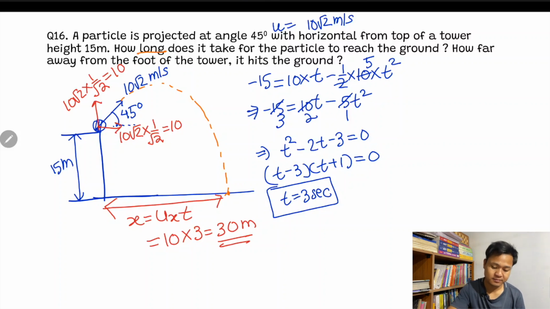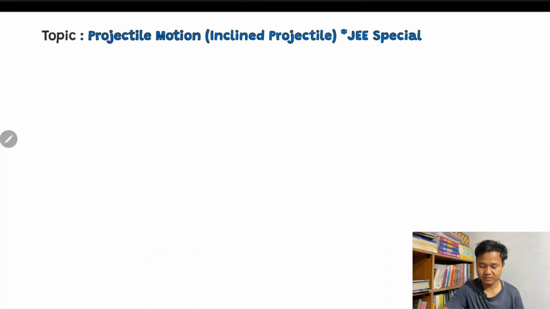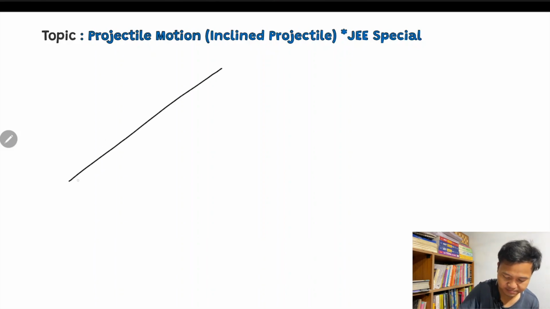So next is the JEE special, since today there is a medical exam. I don't think they have asked questions from here yet. Incline projectile. Suppose a horizontal projectile on a plain horizontal ground; what happens when you incline that horizontal plane? So something like this.